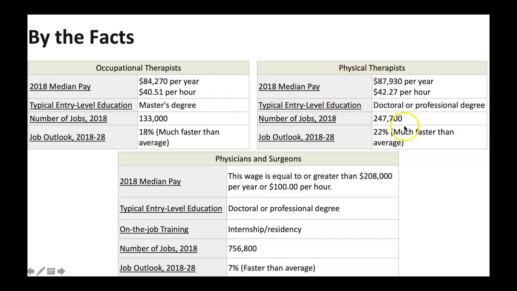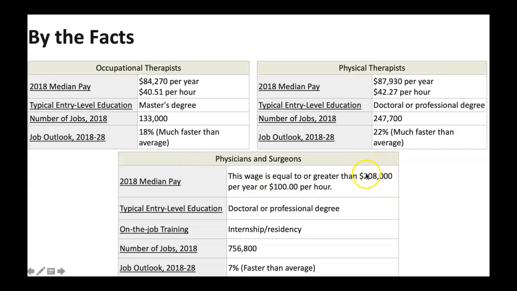We can see that physical therapy is growing much faster, but I can tell you guys right now that I think we're going to see a surge in the number of jobs available for occupational therapists. We have a lot more students interested in going into that field, so don't be discouraged about this low percent of jobs available. Again, it's growing. It's a growing field. And then you have your physicians, right?